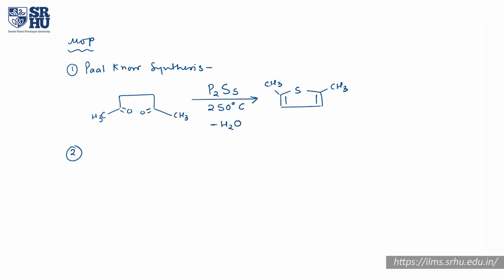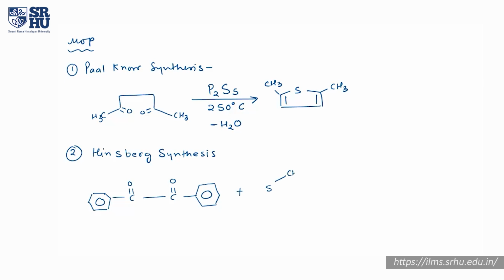Now the second method is Hinsberg synthesis. Hinsberg synthesis requires a 1,2-dicarbonyl compound, and you react this 1,2-dicarbonyl compound with diethyl thiodiacetate. Diethyl thiodiacetate.